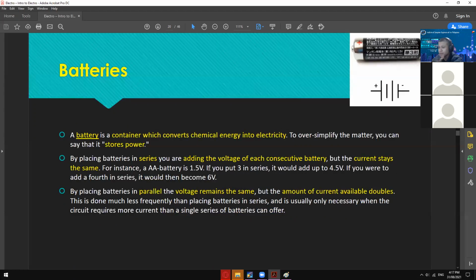Okay, and then batteries. So this is a very, very simple component. Batteries store energy, a container which converts chemical energy into electricity. Okay, so we have different kinds of batteries. So we have double A, triple A. And then in here it's just explaining that if you're going to connect them in series, let's say three 1.5 volt double A batteries, it will give you 4.5 volts. So if you're connecting batteries in series, you are increasing the voltage.